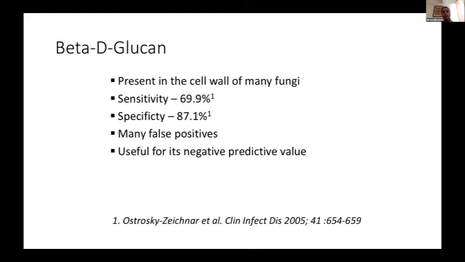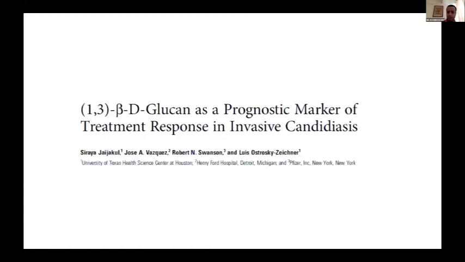So if you look at beta-D-glucan, it is present in the cell wall of many fungi. It has a slightly low sensitivity of 70%, but the specificity is much higher. You can get many false positives, especially if somebody is on beta-lactam antibiotics. If somebody is on hemodialysis, they tend to get false positives. So it's mainly used for its negative predictive value. And it can also be used as a prognostic marker of the treatment response in invasive candidiasis as shown by this paper.